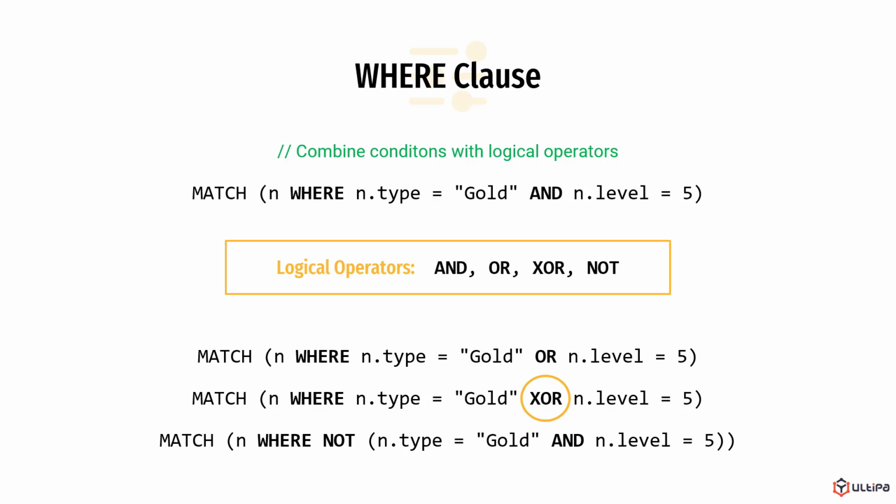The XOR operator retrieves nodes where either type is gold or level is 5, but not those that meet both criteria. The NOT operator negates the specified condition. If a node has a type of gold and a level of 5, it's excluded from the results.